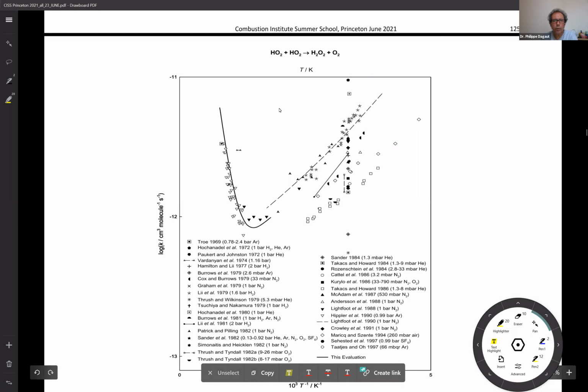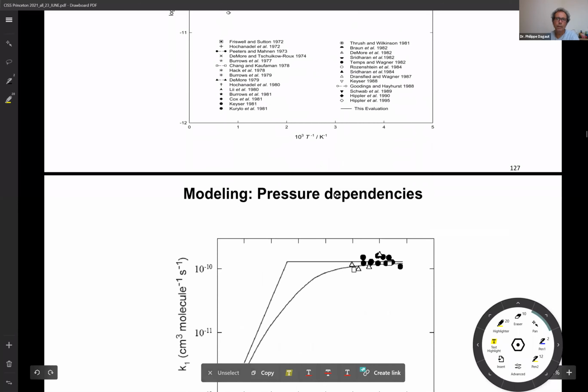Similarly, the reaction of OH with HO2 also doesn't have an Arrhenius behavior. There are some data here around, well, this is room temperature. Around room temperature, there is not much temperature dependence, but above 1000 K, the temperature dependence starts to be strong. And besides that, the reaction can be pressure dependent.